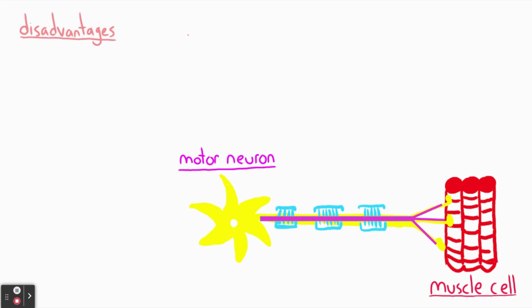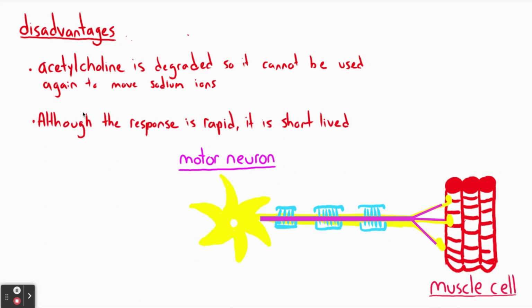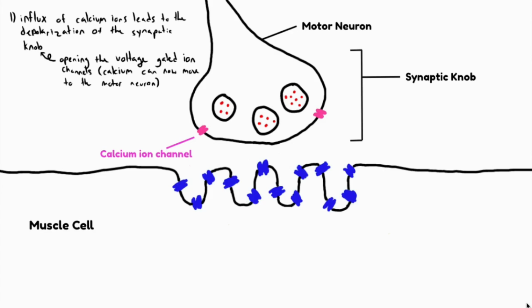Its disadvantages, however: acetylcholine is degraded, so it cannot be used again to move sodium ions, and although the response is rapid, it is short-lived. Now I will explain how acetylcholine causes a muscle contraction response.